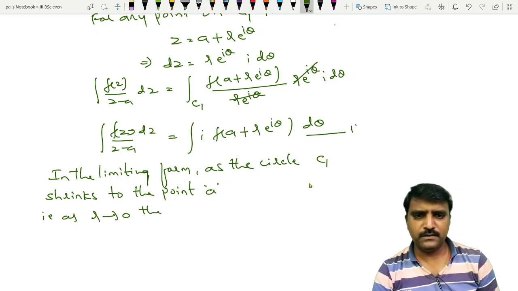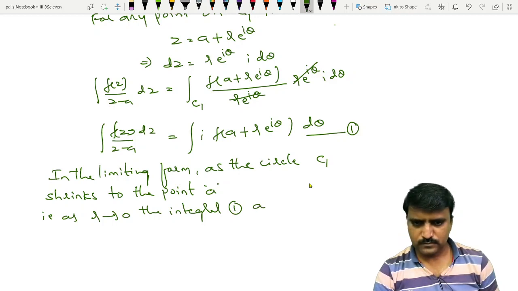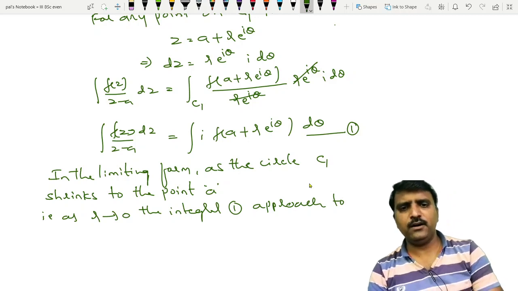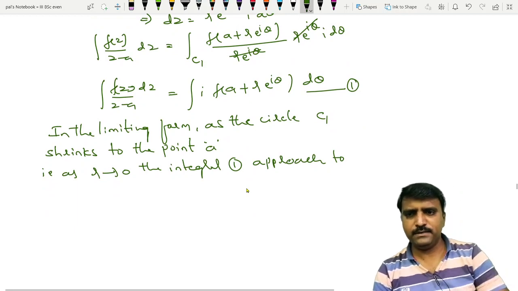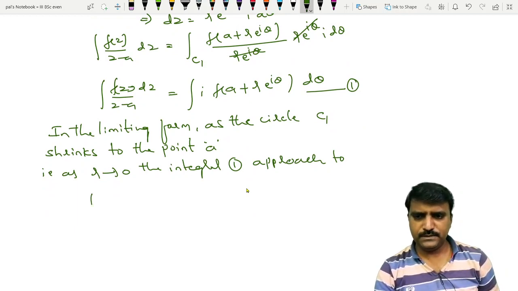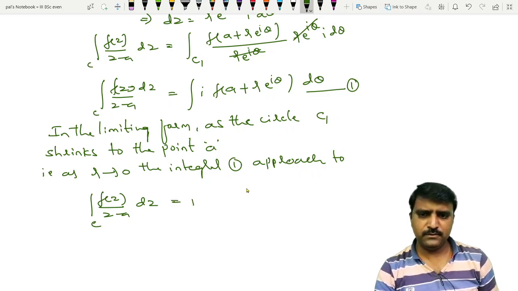You take this as 1. Okay, so the integral 1 approaches, then you take r tends to 0. If you take r tends to 0 here, then the integration of f of z by z minus a into dz over C is equal to i into the integration of f of a into d theta.